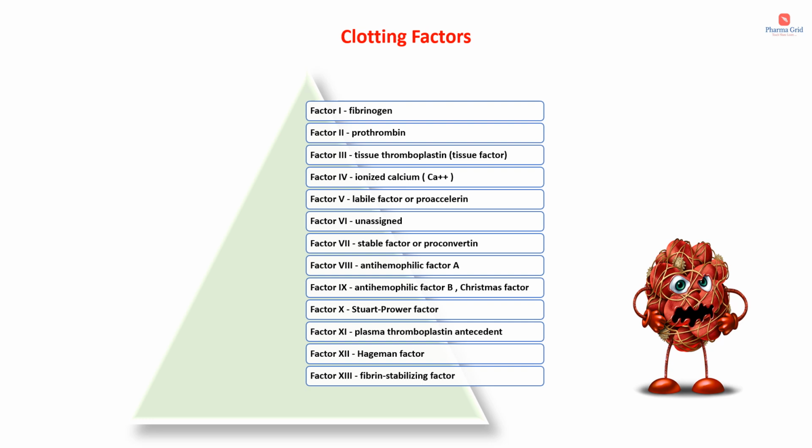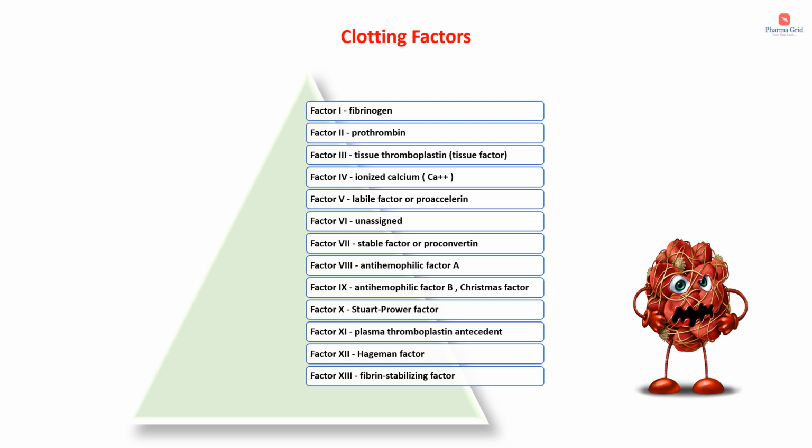The different clotting factors include: factor 1, known as fibrinogen, and factor 2, known as prothrombin. Factor 3 is known as tissue factor or thromboplastin. Factor 4 is calcium and factor 5 is proaccelerin or labile factor. Factor 6 is unassigned; there is no factor 6. Then factor 7 is known as stable factor or proconvertin. Factor 8 is known as antihemophilic factor A.